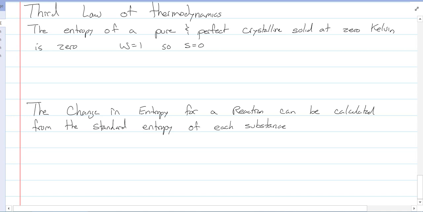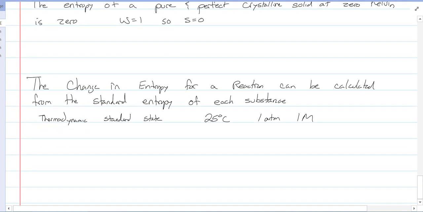Okay, so remember our thermodynamic standard state: 25 degrees Celsius, 1 atmosphere, and 1 molar. Our entropy of O2 is not 0. If you remember, the standard enthalpy of formation of O2 is 0. Entropies are not that way.